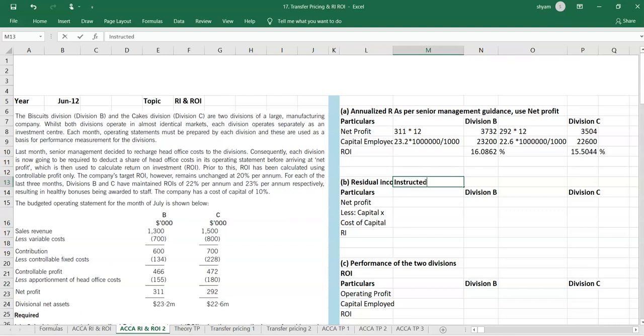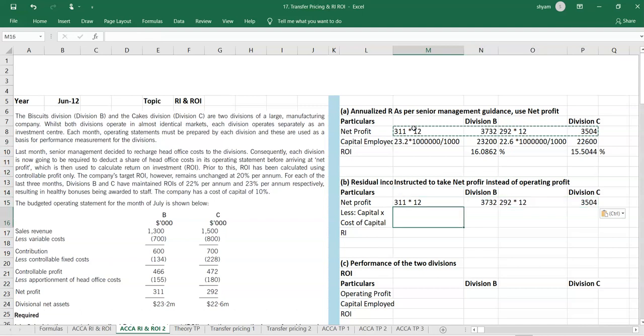Instructed to take net profit instead of operating profit. We have to do that. So if we take residual income, so net profit is going to be the same number. There's not going to be any change. So we can copy and directly paste it. Okay. So we have this element.